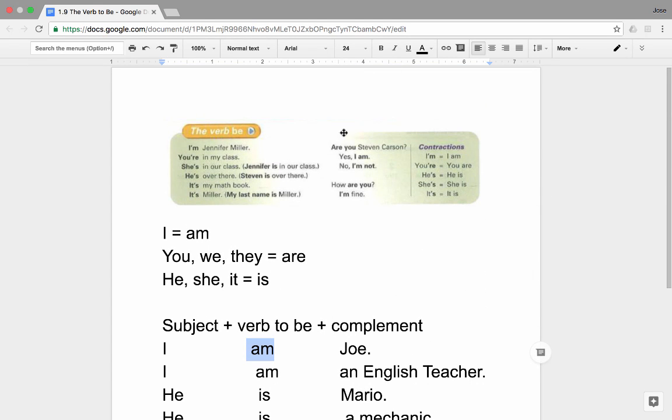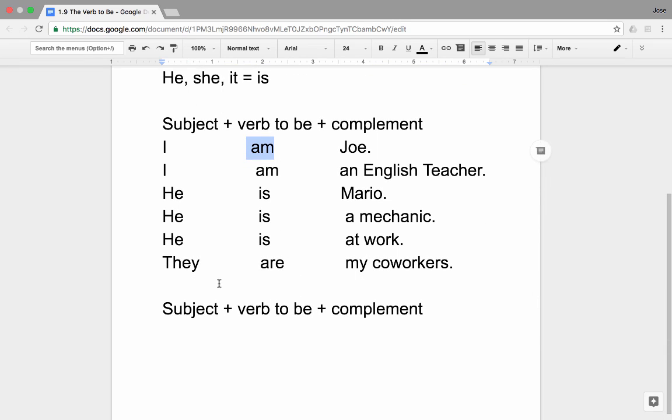So look at the example. Are you Stephen Carson? We move the verb to be before the pronoun you. Okay, so our formula needs to change. Now, instead of the subject at the beginning, we're going to say that that's the verb to be at the beginning. And then we're going to say that that's the subject or the pronoun. And then it's going to follow some kind of complement. So we're going to take the same examples here and simply change the order. And that's basically how we form questions.